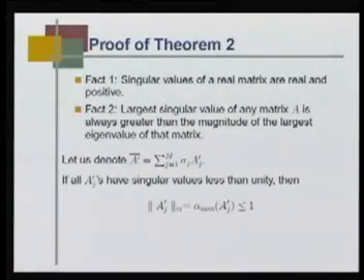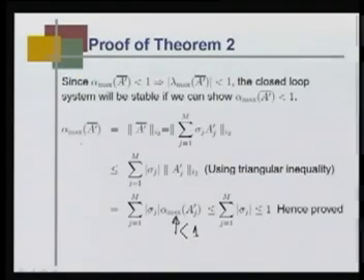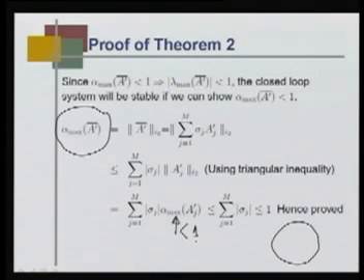And we have already said earlier that the largest singular value of any matrix A is always greater than the magnitude of the largest eigenvalue of that matrix. So since we proved the largest singular value of A bar is less than 1, it means the largest eigenvalue of A bar is also less than 1. And for the discrete time case, the magnitude of the largest eigenvalue should be less than 1, it should be within the unity circle. You know already that given a discrete time system, the poles should be within the unity circle.